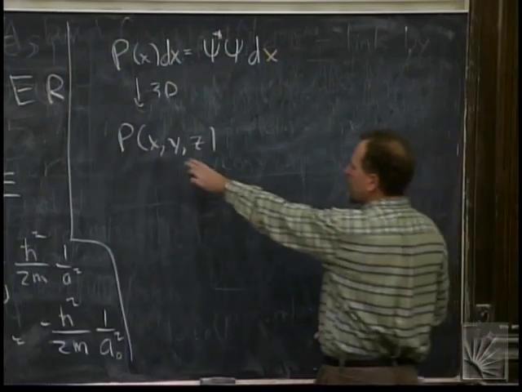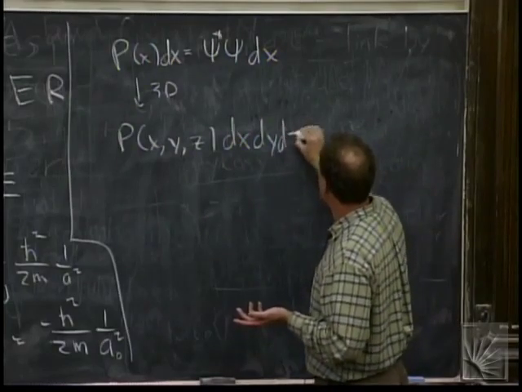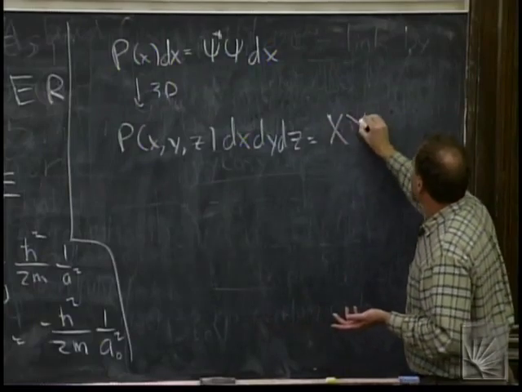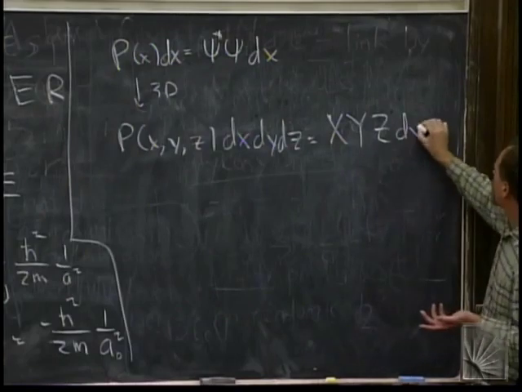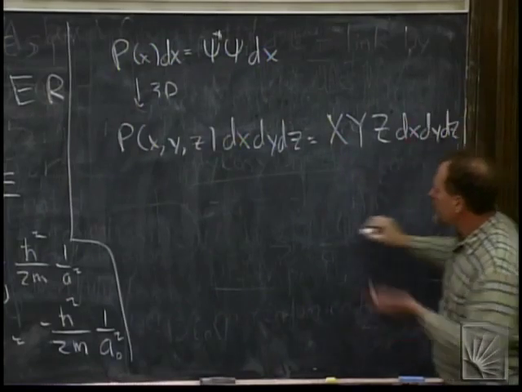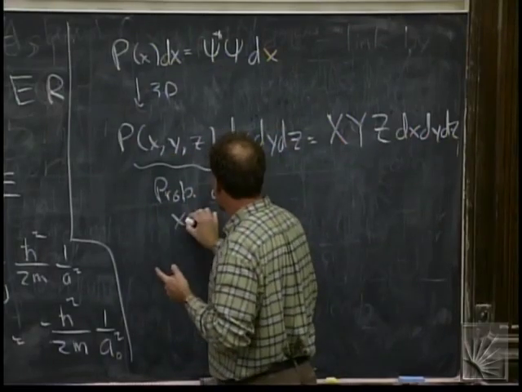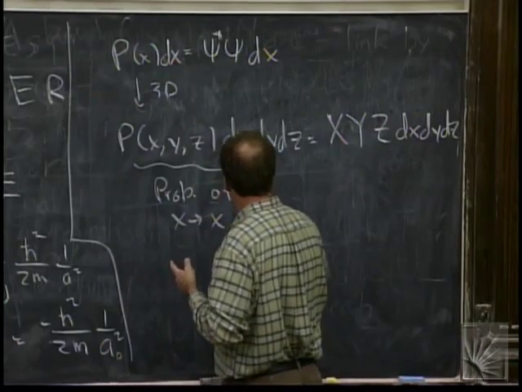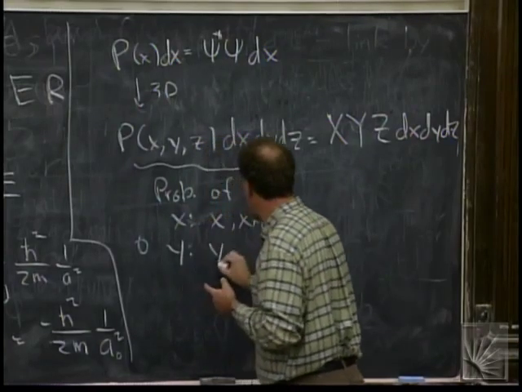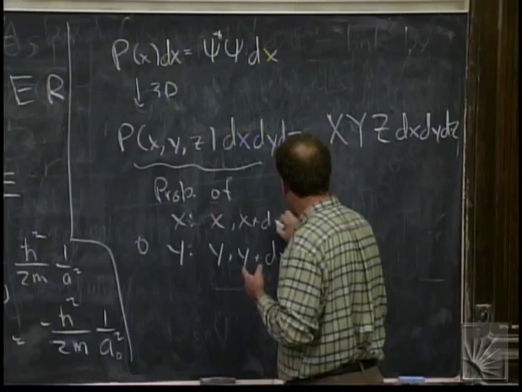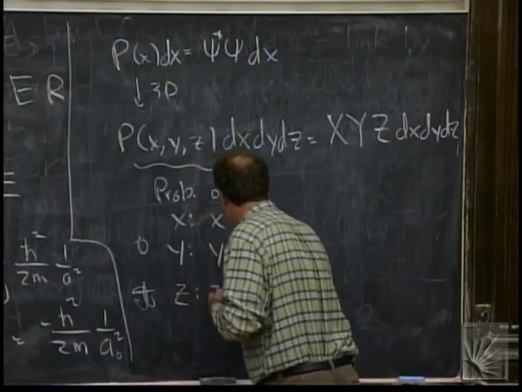So the question is, what happens when I go to three dimensions? If your coordinates are Cartesian, it's very, very straightforward. If this is your wave function in x, your wave function in y, your wave function in z, you would just do this. And this would be the probability of x between x and x plus dx, and y is between y and y plus dy, and similarly for z.